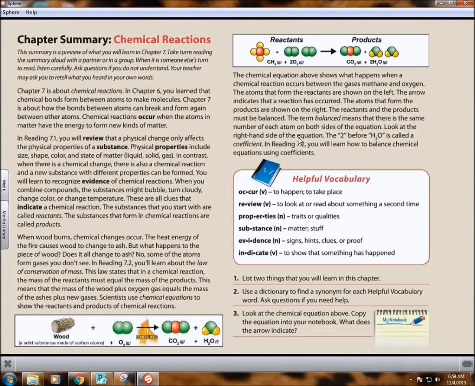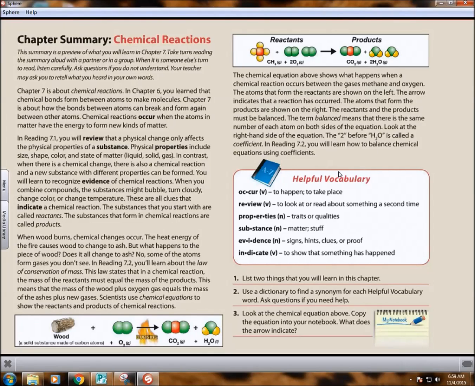Look at the right-hand side of the equation. The 2 before the H2O is called a coefficient. Talking about right here. This is called a coefficient. In reading 7.2, you will learn how to balance chemical equations using coefficients.